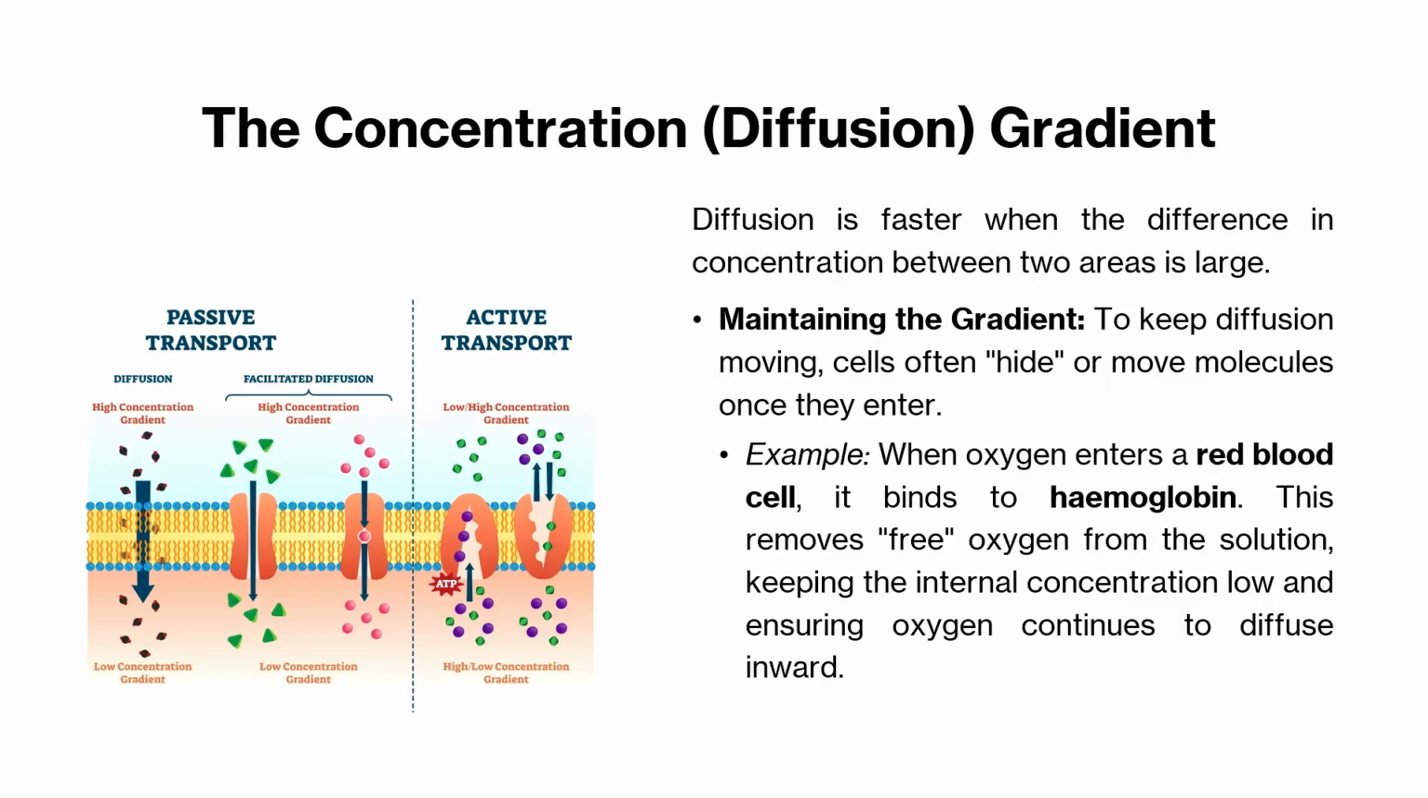As we have talked about the hill or the slope in previous slides, molecules roll down. In biology, we call this the concentration gradient. So the rule is very simple here. The steeper the hill, the faster the ball rolls. If there is a massive difference in concentration between the outside and the inside of a cell, diffusion happens very quickly. If the concentrations are almost the same, diffusion slows down to a crawl.